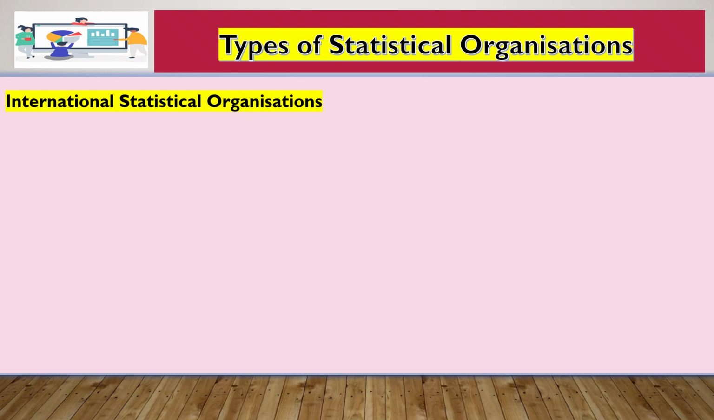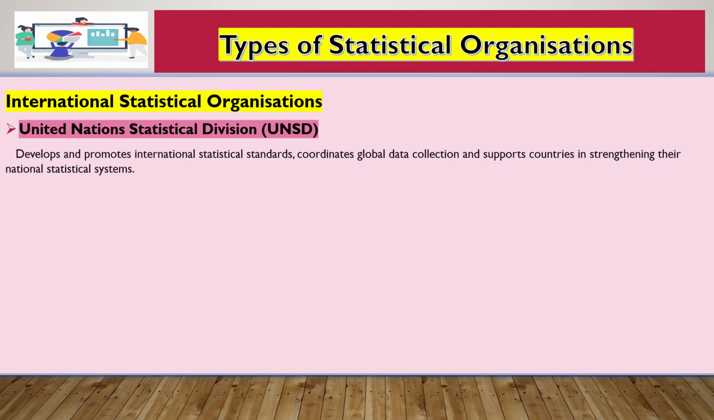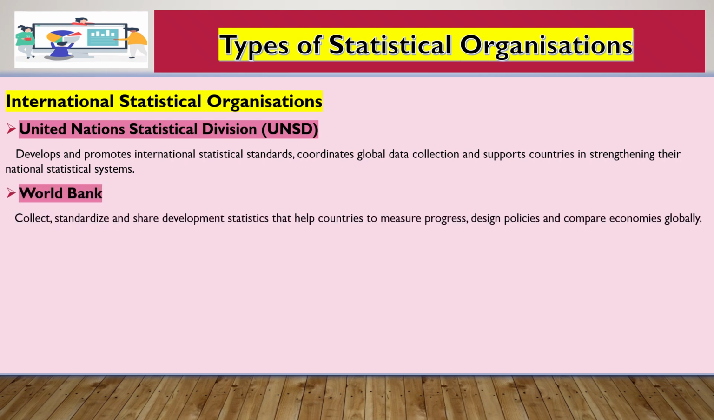Now, international statistical organizations. The first is the United Nations Statistical Division, which develops and promotes international statistical standards. They coordinate global data collection and support countries in strengthening their national statistical systems. The World Bank collects, standardizes, and shares development statistics, which helps countries to measure progress, design policies, and compare economies globally.